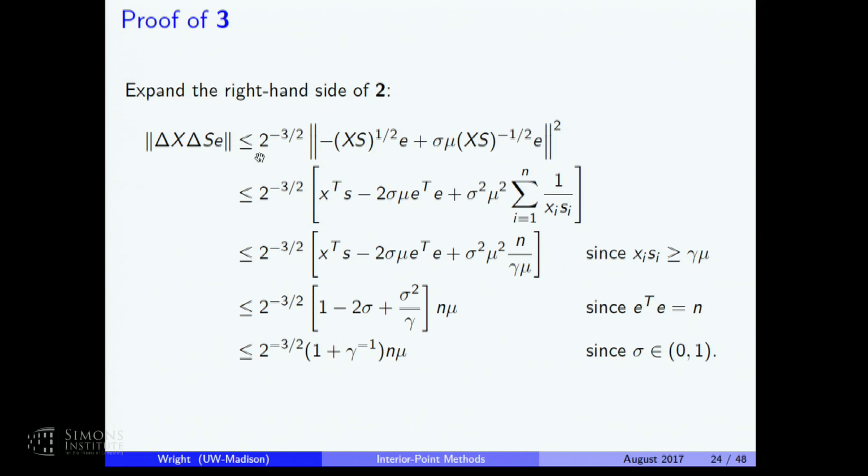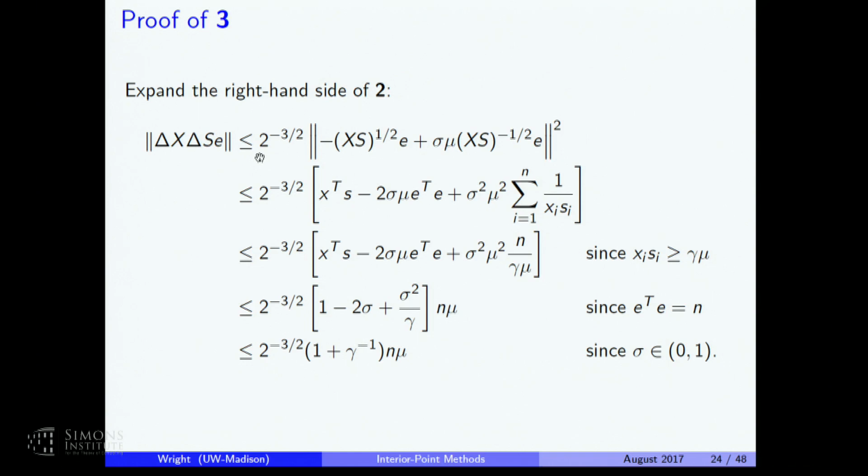Well, all I need to do is take the right-hand side from the second inequality. It's the 2 norm squared of a vector. I just expand it out. When I take the inner product of this thing with itself, I just get X transpose S. When I take the cross product, the X S to the 1/2 cancels with the X S to the minus 1/2, and I just get E transpose E, times a scalar. So that's nice. And then the last term is a little bit more complicated, but again, I use the fact that XS belongs to this negative infinity neighborhood. So I know that these pairwise products are greater than or equal to gamma times mu.